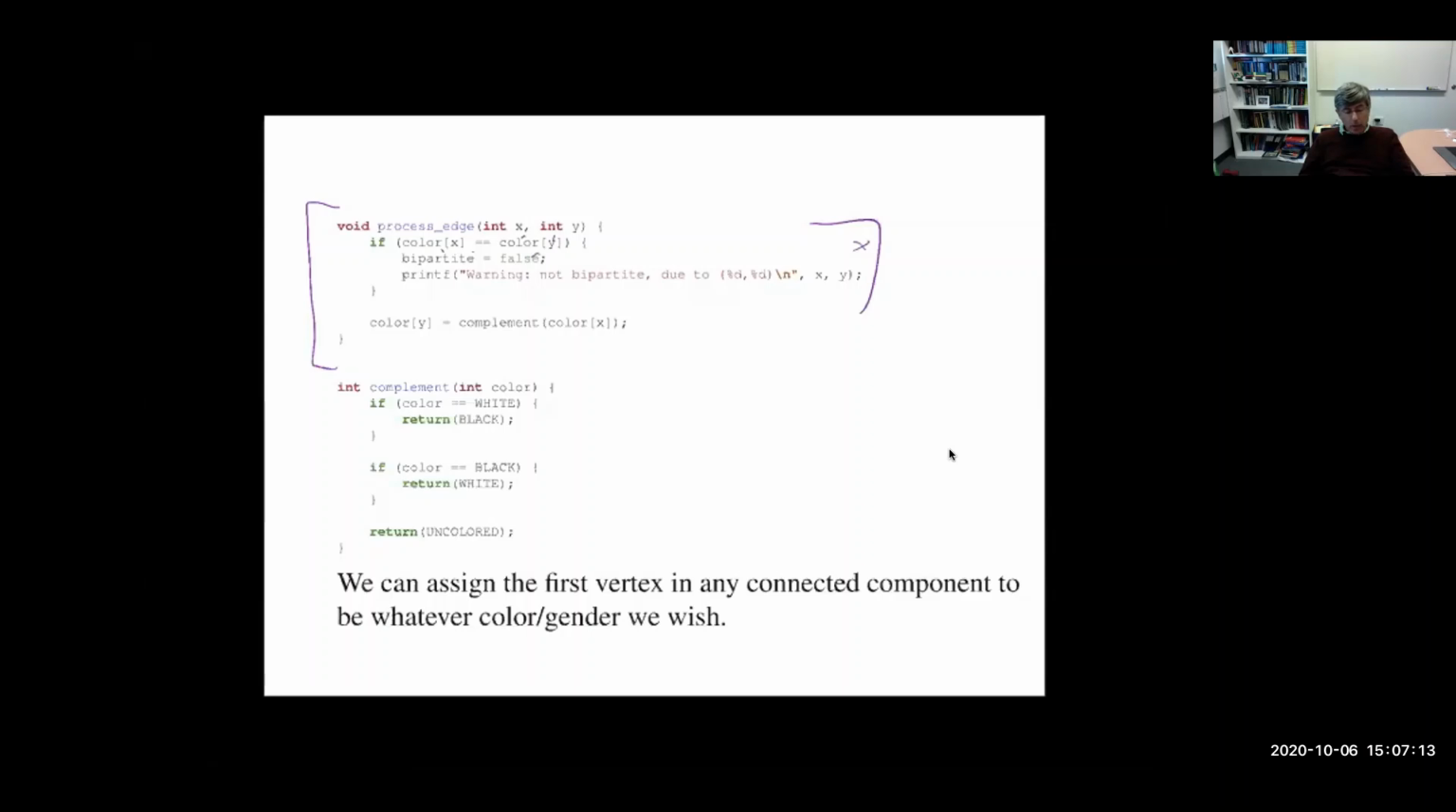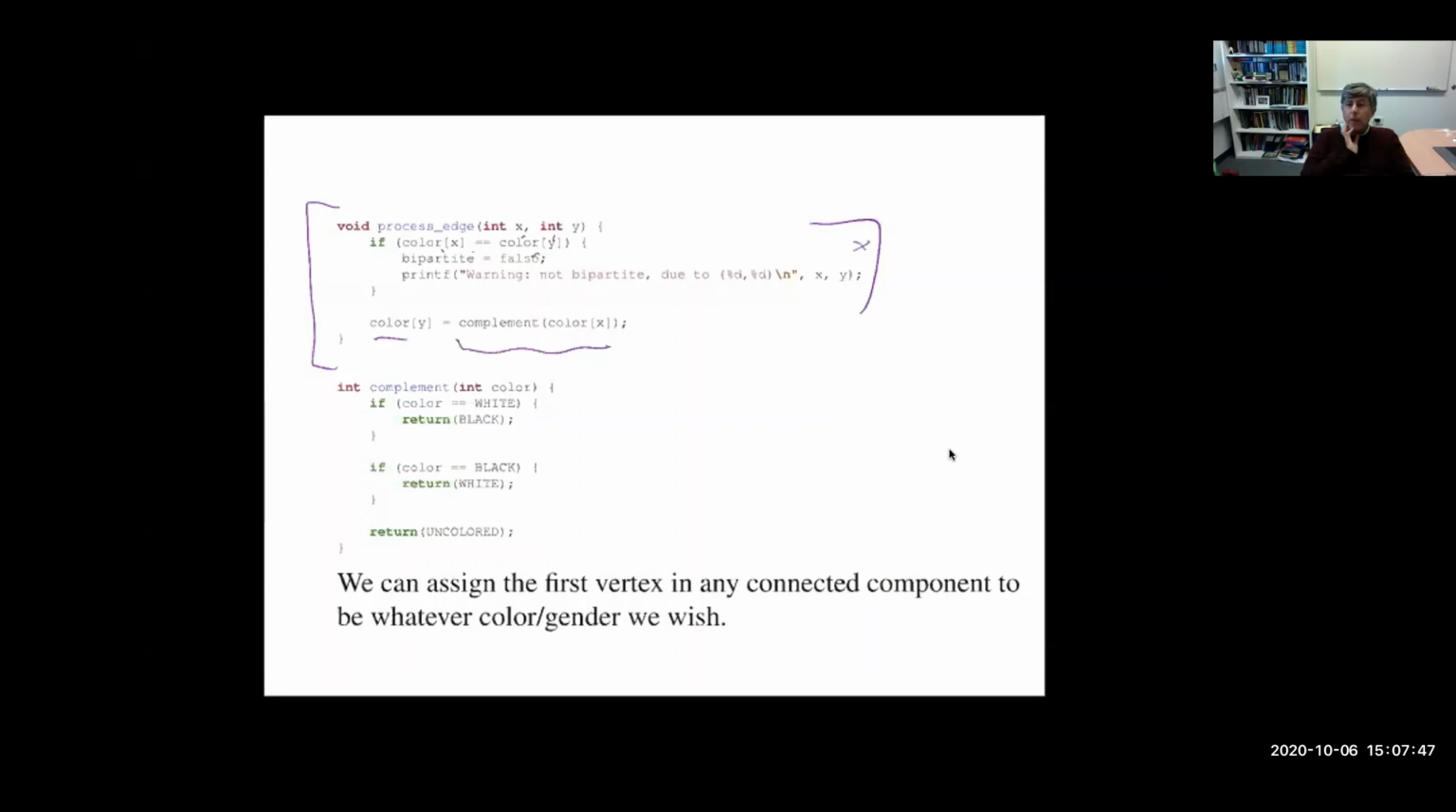Otherwise, vertex y is going to be the opposite color of x. Okay, any questions? And what does the complement function do? Well, basically it just generates the opposite. If the color is white, we're going to get black. If it's black, we're going to get white. And in general, if it's uncolored, we will return it as uncolored. Any questions about that?